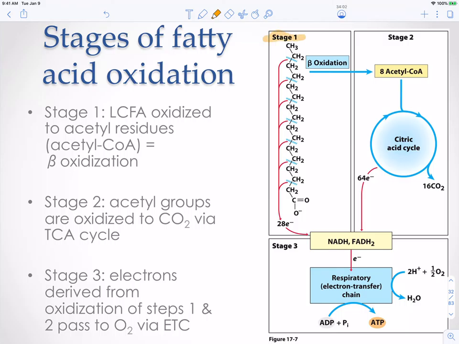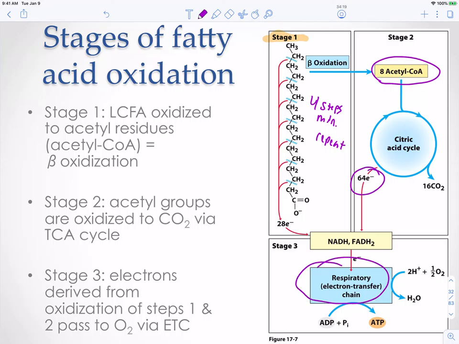So stage one is our beta oxidation. This is going to have four steps minimum that repeat. And then you're going to get your acetyl-CoA, which are going to feed into the TCA cycle. And then you're going to get your electrons, which are going to feed into the electron transport chain. And you're going to generate a whole bunch of ATP.